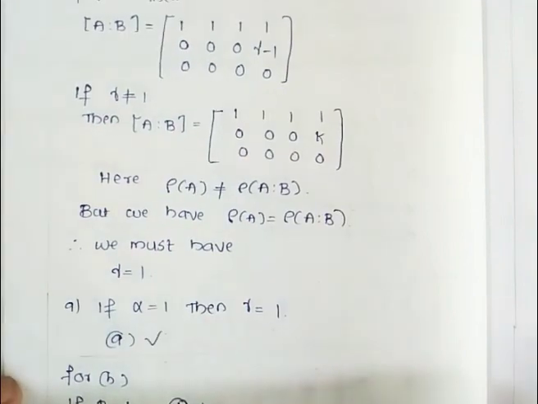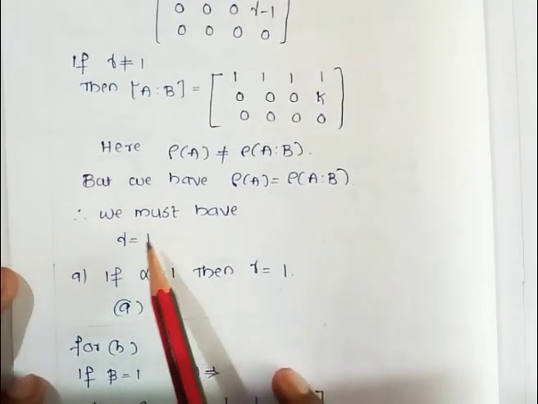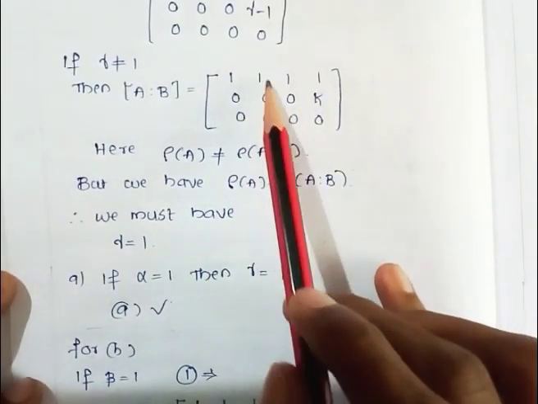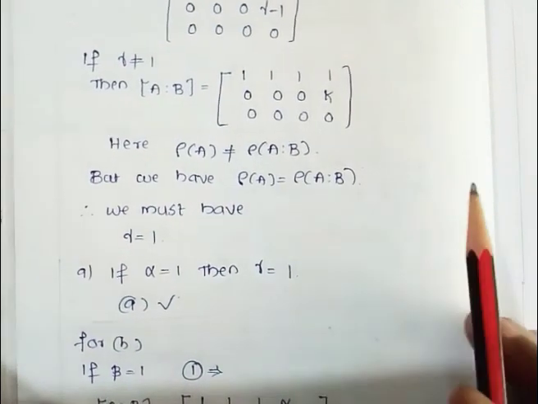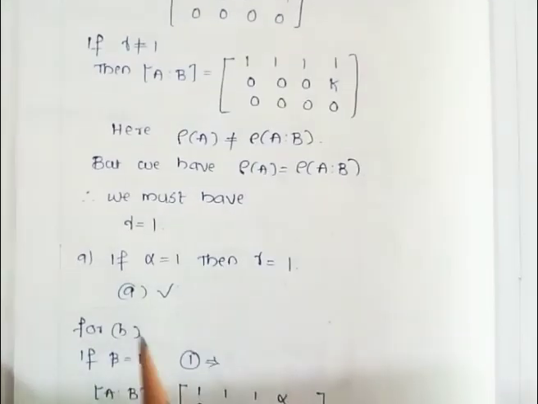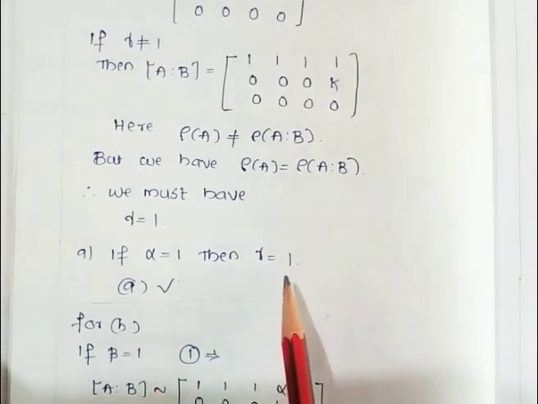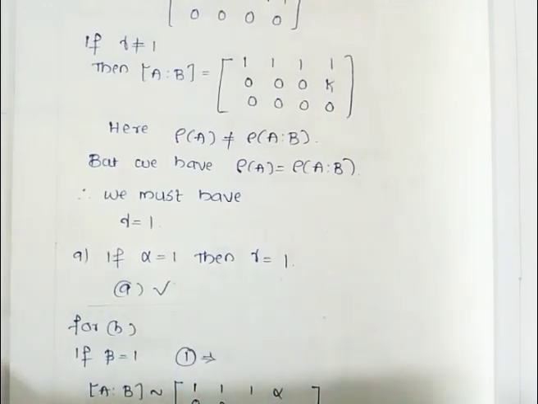Therefore we must have gamma equal to 1. So if gamma is equal to 1, then this term will also be 0. Then rank of A is equal to rank of augmented matrix AB, which is equal to 1. Therefore our first condition, which says that if alpha is equal to 1, then gamma is equal to 1, is a true condition. So our first option is correct.